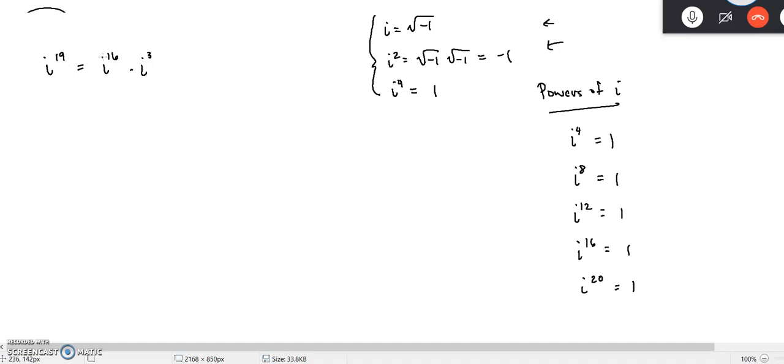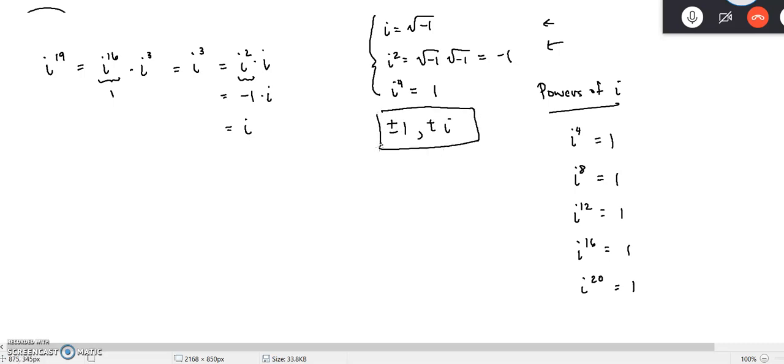So i to the 19th is the same as i to the 16th times i to the 3rd, because we would add the exponents. i to the 16th is a power of 4, so that's just 1. So that means that i to the 19th is the same as i to the 3rd. We can simplify this because it's the same as i squared and i. And we know that i squared is -1. So -1 times i is equal to -i. So all of these you should be able to reduce down to plus or minus 1, plus or minus i for your final answers, all of them.